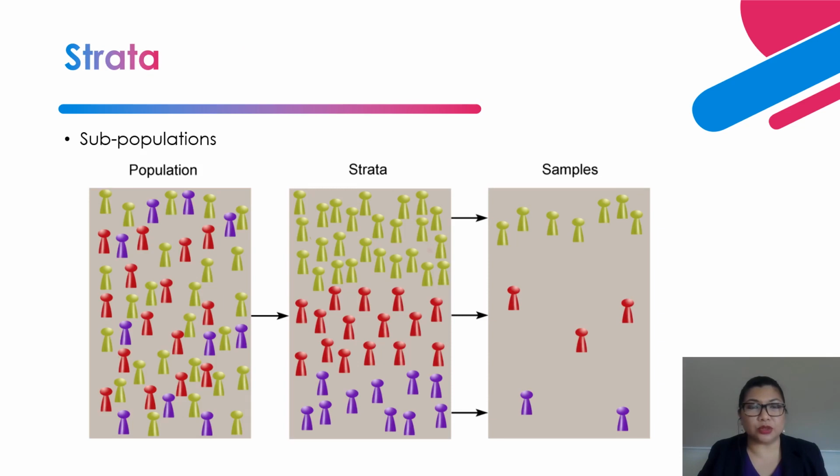Now strata. Strata just means subpopulation. So for example, this is your population and this is your strata. Okay, you're trying to group them into different subgroups, and then your samples are the ones that are included in your study.